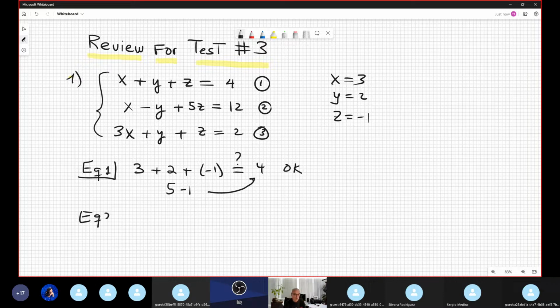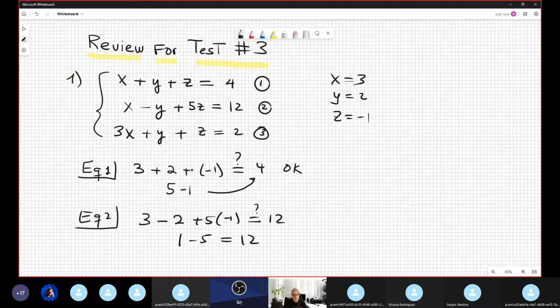Equation 2. In order to be a solution, it must be okay in every equation. If one equation fails, the solution doesn't work, and that's it. X is 3 minus 2 is y, plus 5 multiplied by -1 should be 12. 3 minus 2 is 1. 5 times -1 is -5. And 1 minus 5 is -4. And -4 is not equal to the right side. This is a completely false statement, and the answer is no solution.